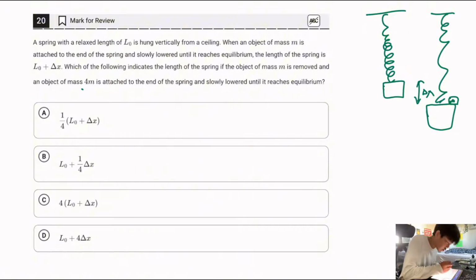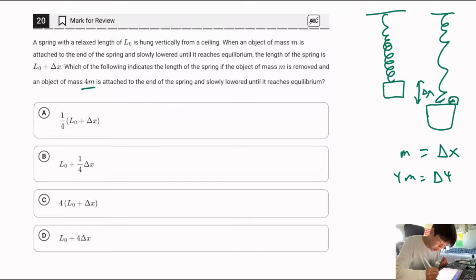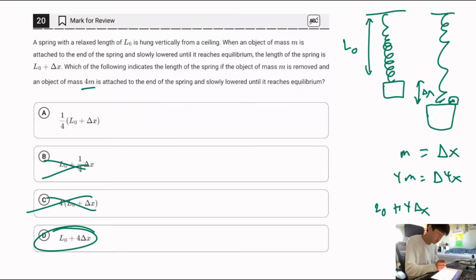Now it's asking if there's quadruple the mass, how much new delta x will be added. I just did it in my head basically. So if you know that m displaces it x, I just multiplied both sides by 4, displaces it by 4x. So now you get the initial displacement over here, which is L0, and then you're just gonna add 4 delta x to it, which is D.